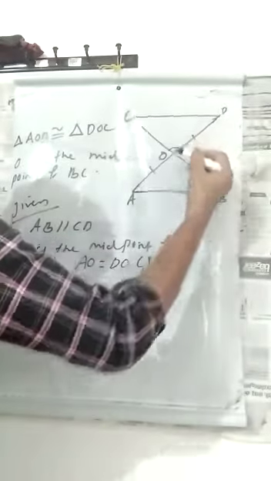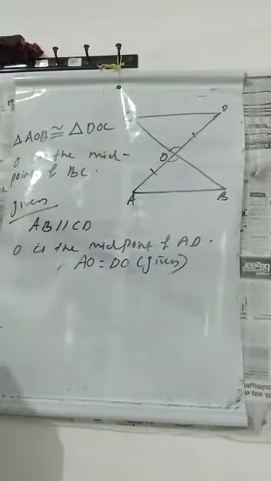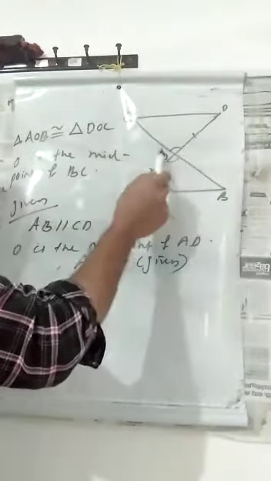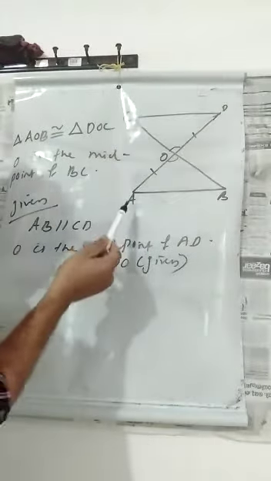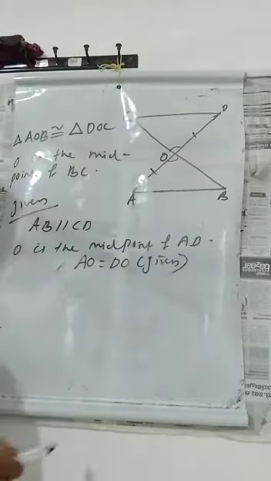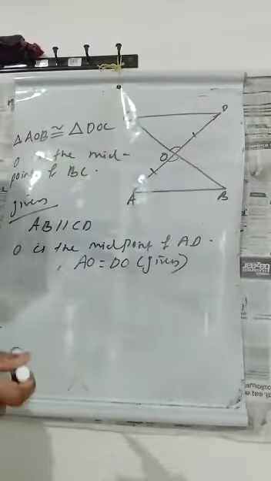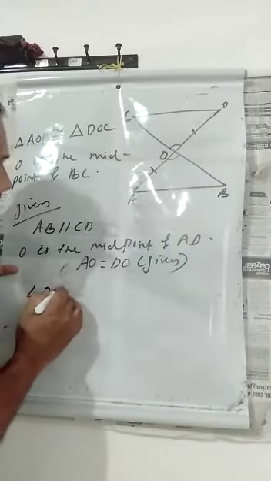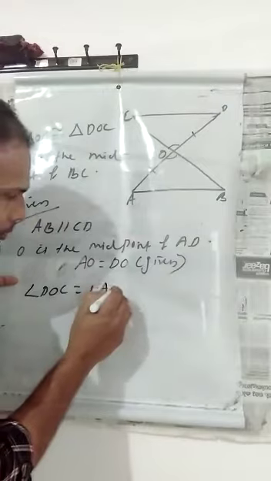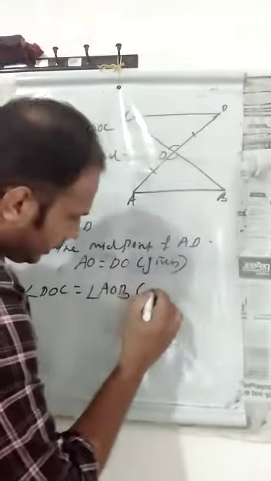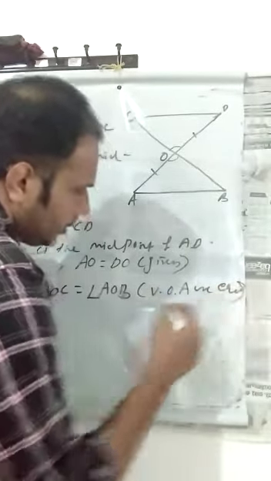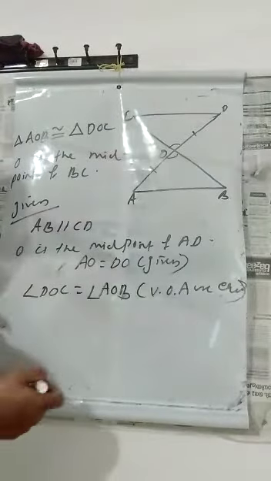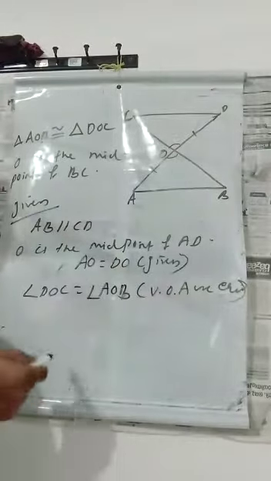Next, what is special about this angle and this angle? Angle DOC is equal to angle AOB. Why? Because vertically opposite angles are equal. So you can write angle DOC equals angle AOB, vertically opposite angles are equal. You can write VO, no problem. So these sides are equal and these angles are also equal.